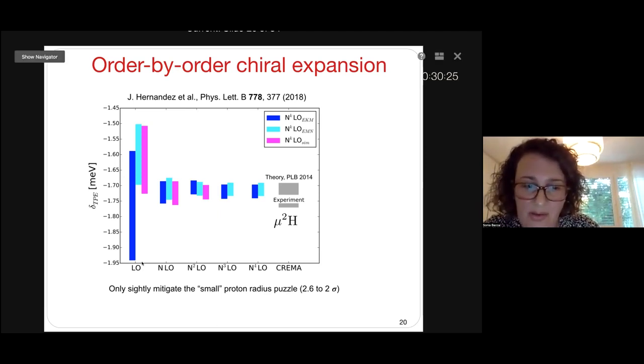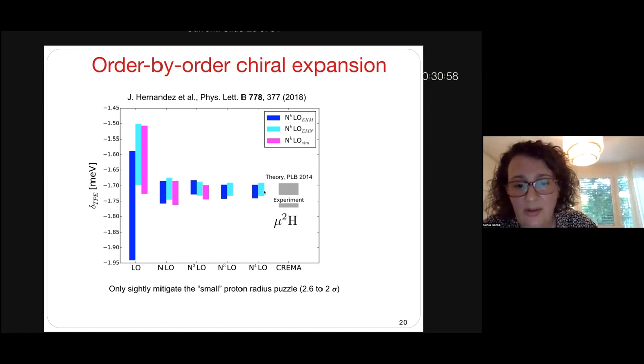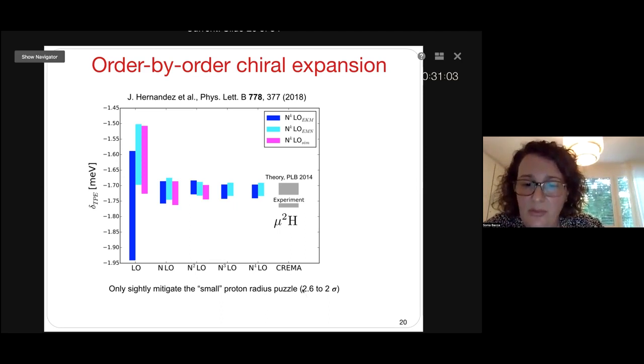So this expansion now is regarding the nuclear force. We have leading order, next to leading order, next to next to leading order, and so on. And you see that while things are quite unstable or uncertain at leading order, by the time you are at next to leading order, things settle down. And we were able to confirm the results we had before, still different from experiment, but now because we have used more models and we have an uncertainty from the order by order expansion, overall our error budget has become a little bit bigger, and the puzzle went from 2.6 to 2 sigma.